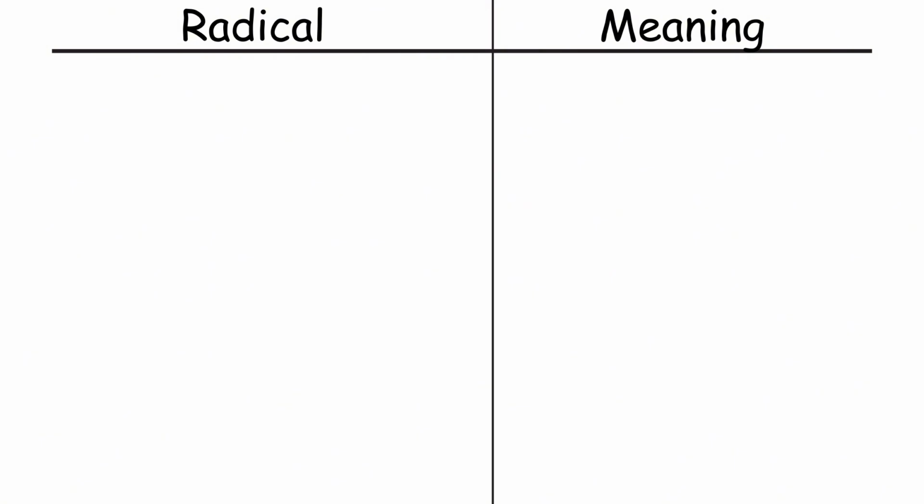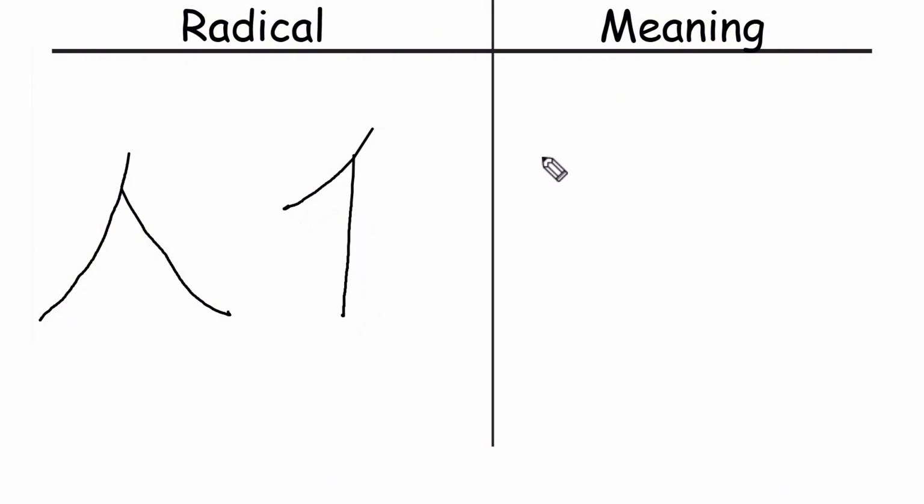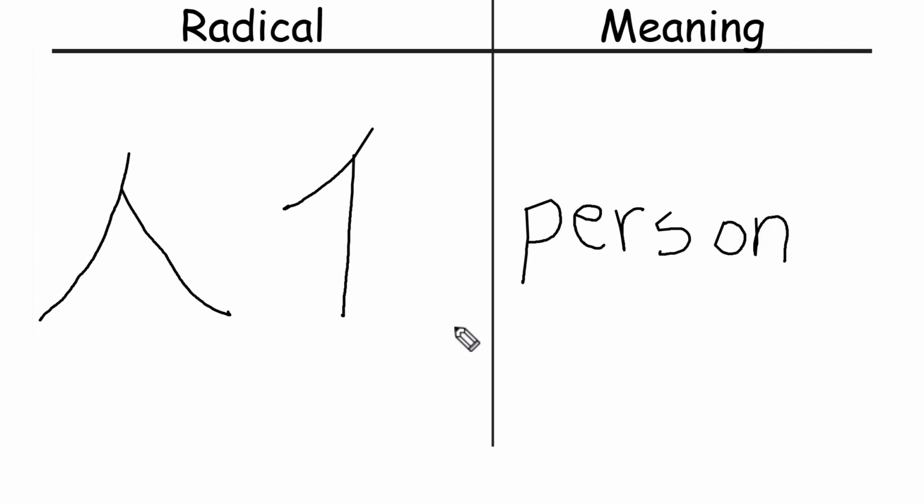A radical is a basic building block of Chinese characters, often hinting at their meaning or pronunciation. Let's talk about our first radical, which is the person radical, the first one in our list. It looks like this, or this other way, and represents person or something related to people. The person radical is essential because it forms the foundation of many Chinese characters related to people or actions. For example, it appears in characters like you. Learning this radical helps you quickly identify meanings and understand Chinese characters more easily.